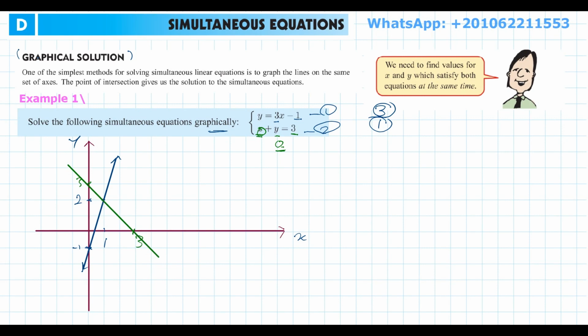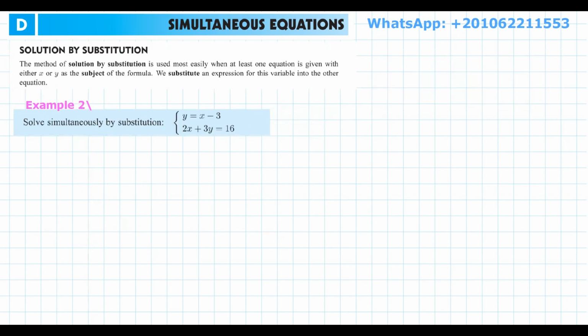Notice that the intersection point will be the solution. This is the intersection point, which is (1, 2), so 1 for x and 2 for y. And this is the first method. What about the second one?